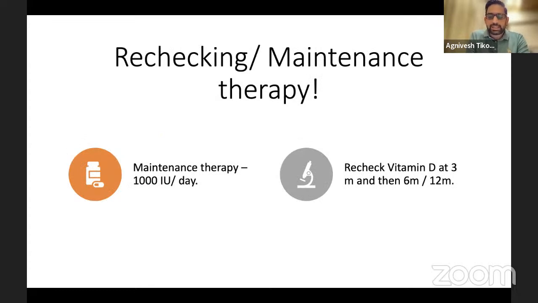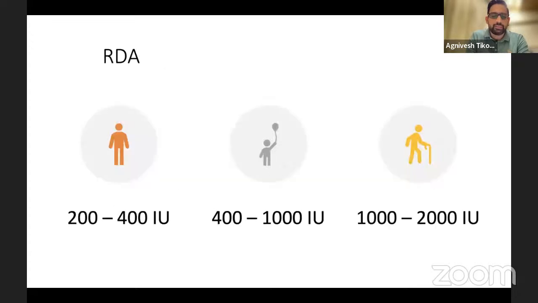Recheck the vitamin D at 6 to 12 months interval. Maintenance therapy should be 1000 units a day, or to simplify, you can tell them to take 60,000 international units once a month. That should be good enough. That is good enough to maintain the vitamin D levels.